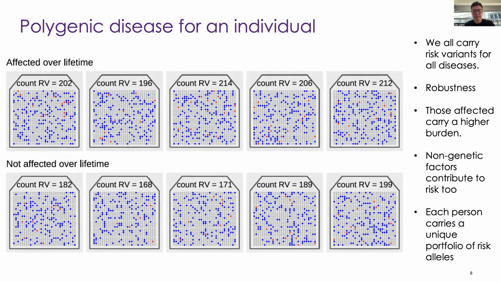On average, people who have developed the disease tend to carry a higher overall burden. But you can also see examples where diseased individuals carry fewer risk variants than a healthy individual. This is because non-genetic factors also matter, so the genetic profile is not deterministic in terms of disease development. And importantly, each individual has a unique portfolio of risk alleles. This is why summarizing them into a single score makes sense.